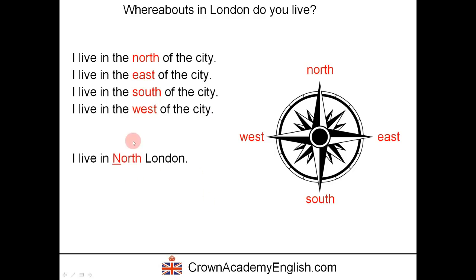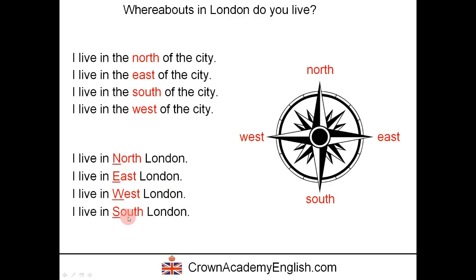We can also say, I live in North London. When we use this format, we put the word north with a capital letter. The first letter N is a capital letter because now it becomes part of the name of the city. It's almost like North London is a city inside a city. So we give it a capital letter like London. I live in East London, West London, or South London. These are just two different ways of saying the same thing.